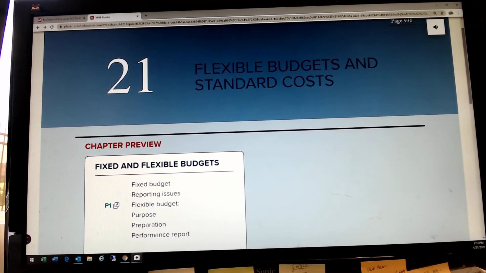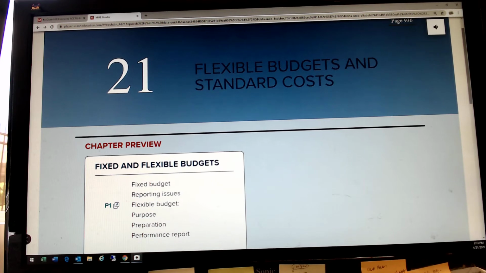Now we're going to take a look at what are called flexible budgets and standard costs, and we're going to break this chapter into two videos. This first one will be the shorter of the two, probably half hour, 45 minutes. And the next one will be closer to an hour. So we're going to get that one loaded toward the end of the week.